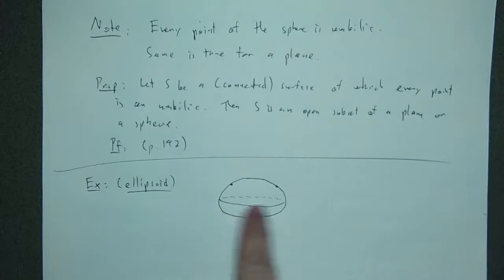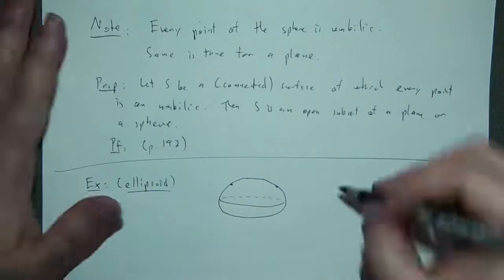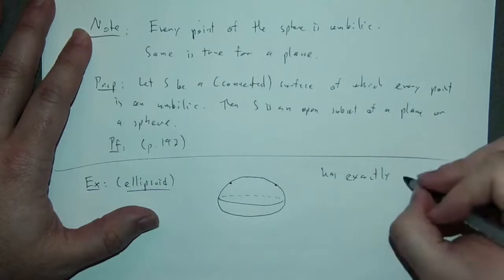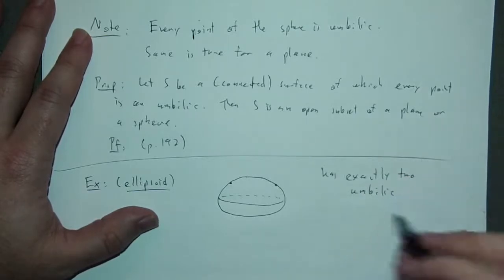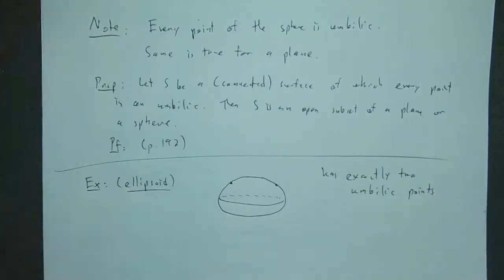You might say, wait a minute, this is symmetric in some way. Why are these down here not umbilics? So I may have you do a computation for an ellipsoid to show the umbilic points. It turns out that this has exactly two umbilic points. So like I said, maybe I'll have you all do a computation involving those soon. This has exactly two umbilic points.